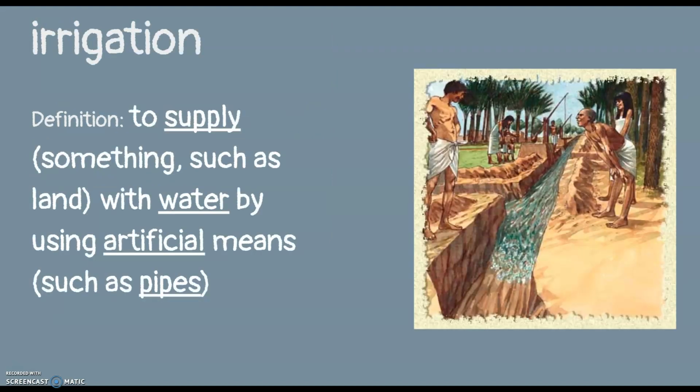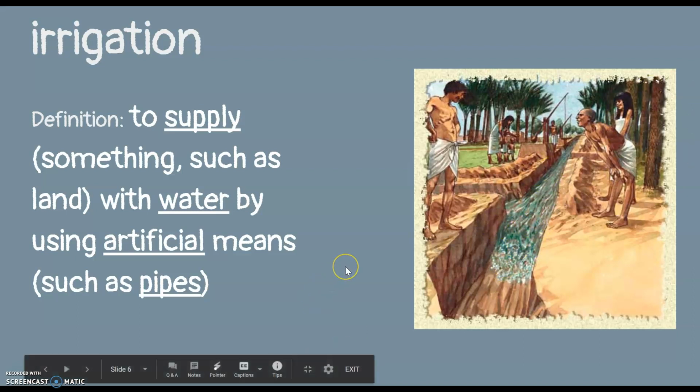Irrigation. To supply something such as land with water by using artificial means such as pipes. As the population grows, there's only so many people that can live right beside a water source. So we're going to come up with ways to move water from point A to point B. Most of the irrigation is for the farms, but also to bring water into villages and cities. So here, these are canals. It's a form of irrigation bringing in water.